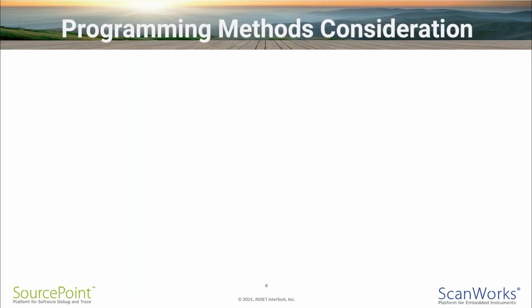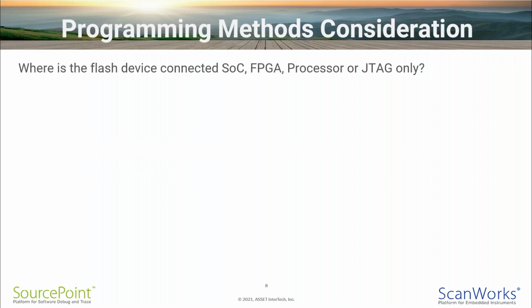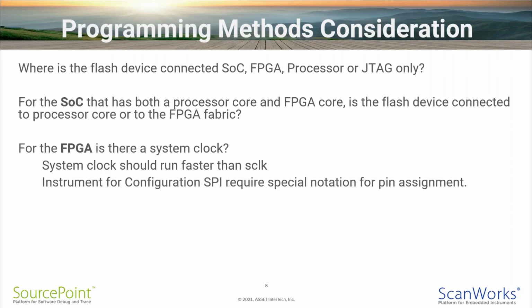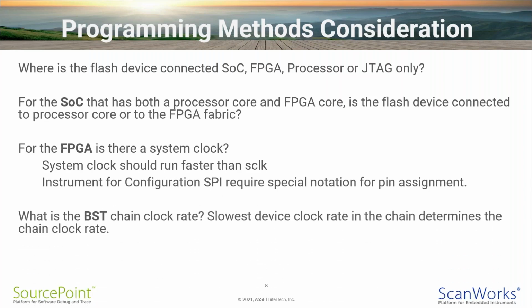Let's consider just a few items that impact programming. The questions posed here must be addressed early in the design cycle to address the programming speeds in development and the beat rate performance in production. If using an SoC, where's the Flash connected? On the processor side or the FPGA side? If using an FPGA, is there a system clock? What does your boundary scan topology look like? Is it designed for maximum throughput when flashing? How large is your code image? How many times will you reprogram the flash device while in development?